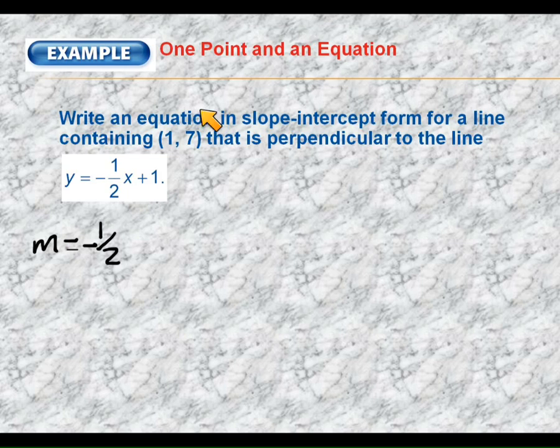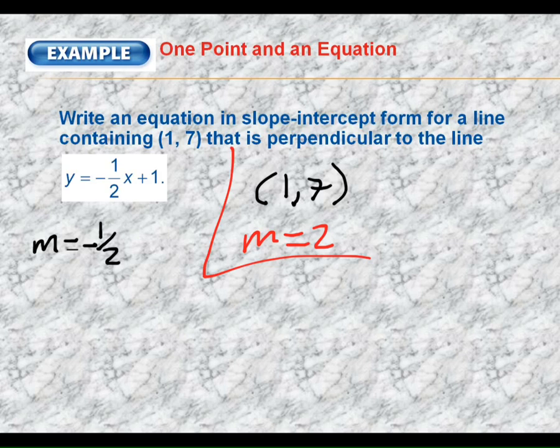So if I said write an equation in slope-intercept form of a line that goes through (1, 7) and is perpendicular to this line. Now remember, parallel lines have the same slopes. What's the relationship between slopes and perpendicular lines? They're opposite reciprocals, right? So if I want a perpendicular to this slope, what's the opposite reciprocal of negative 1/2? Yes, positive 2. I flip the fraction, it becomes its opposite.